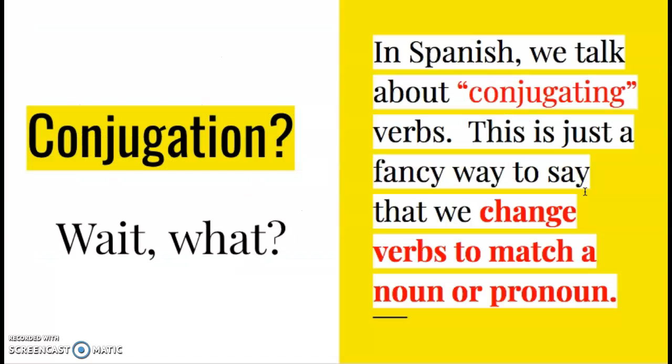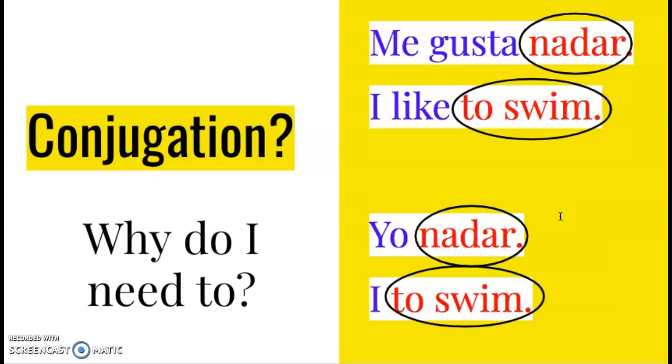And you're like, what, conjugation? It's just a fancy word we use in foreign language that means basically verbs changing to match a noun or pronoun, okay? So you're probably wondering, well, so what? Why do I need to do that? Because we've been doing sentences like this, me gusta nadar, I like to swim. Well, and that's fine, but sometimes you want to say something a little different, like I swim, okay?